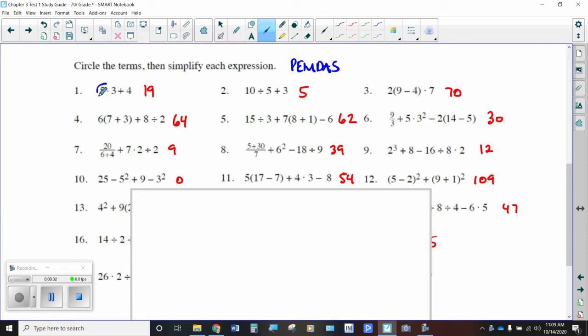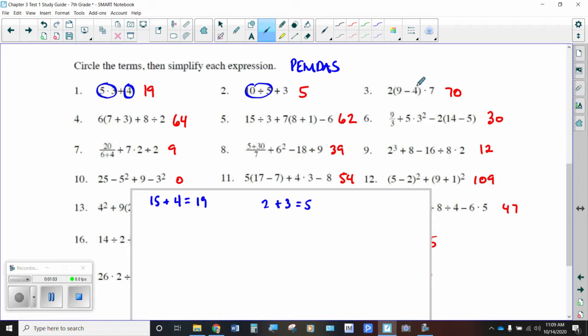Circling the terms, the terms are the parts that get added together. So this is one complete term, that's one complete term. When you simplify 5 times 3, that gives you 15. And then the other doesn't have to be simplified. So you end up doing 15 plus 4 is equal to 19. Okay, here on this one, circling the terms, you would do the division first. 10 divided by 5 is 2, and then 2 plus 3 is equal to 5.